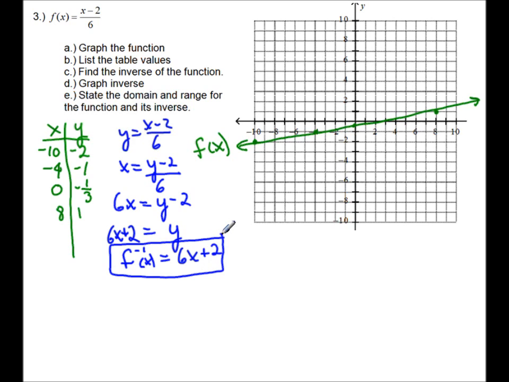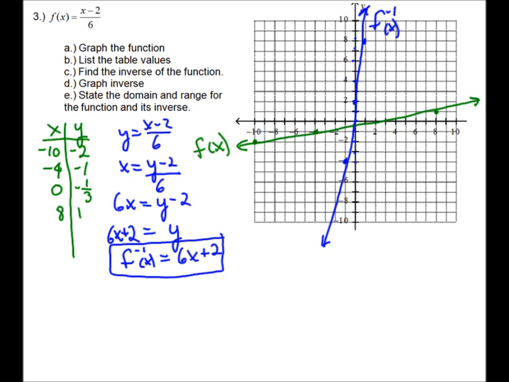Now, with the inverse, we can go ahead and graph this. We know we're at positive 2, and we go up 1, 2, 3, 4, 5, 6 over 1, and down 1, 2, 3, 4, 5, 6 over 1. And so here we have our line. And this is the inverse.